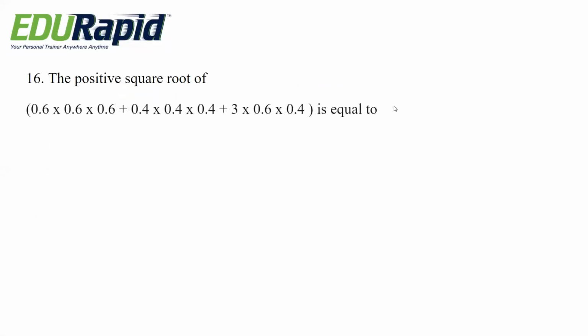So next question. The positive square root of 0.6 into 0.6 into 0.6 plus 0.4 into 0.4 into 0.4 plus 3 into 0.6 into 0.4 is equal to. Option 1: 2.1736, then 1.21736, then 0.072.